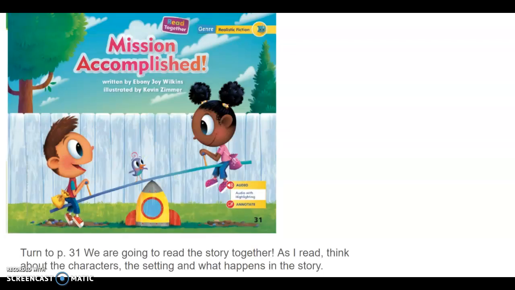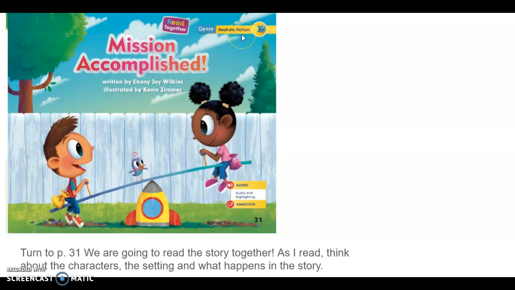So find your book and turn to page 31. This is our story of the week. Every week we have a different story and we read it together a couple of times and we talk about it. Today we're just going to listen to Miss Shaw read the story, and your job is to be thinking about the characters and different ways they're using their imagination in the story. Tomorrow, I'm going to read this story and I'm going to be asking some questions for you to be thinking about. So our title of our story is Mission Accomplished.